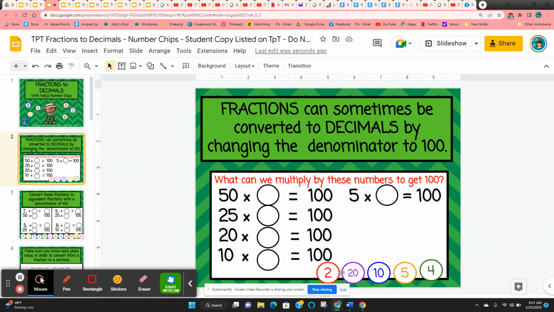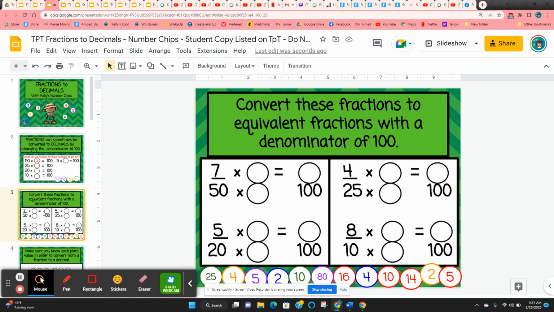So all they have to do is move these colorful chips. They just click and hold and then move it each into place. Now, each slide has all of the numbers they're going to need, so they just need to know where to put them on the slide. So this one's fairly simple. What do we multiply to get 100?